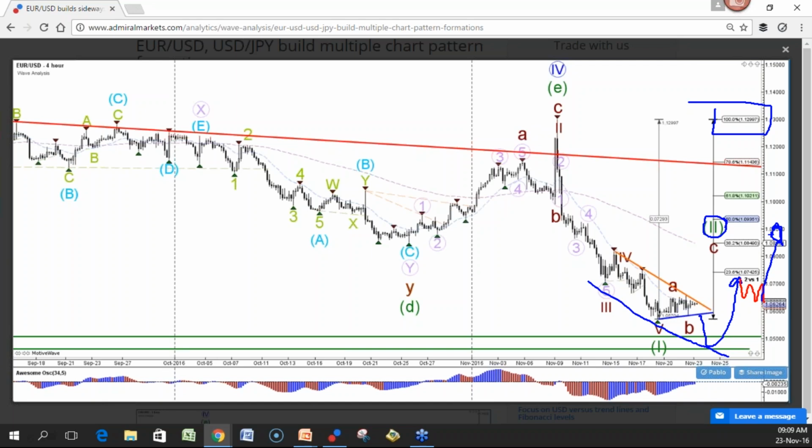Wave 2s typically are deep, quick, zigzag, not necessarily very complex corrections. That's our guidelines. They are not rules. Wave 2 doesn't have to be like that. But on average, you'll see that more often.